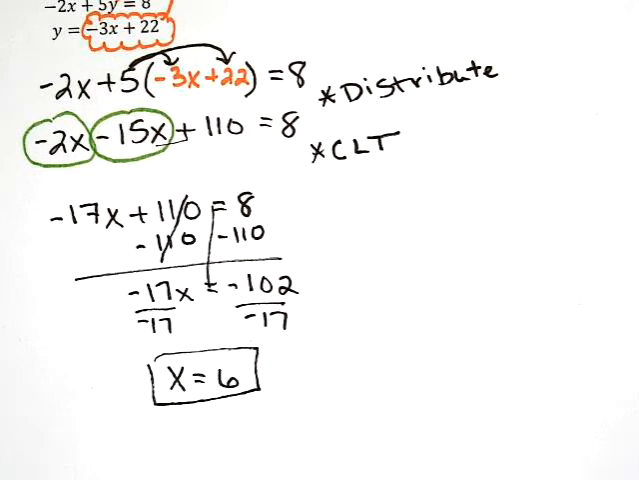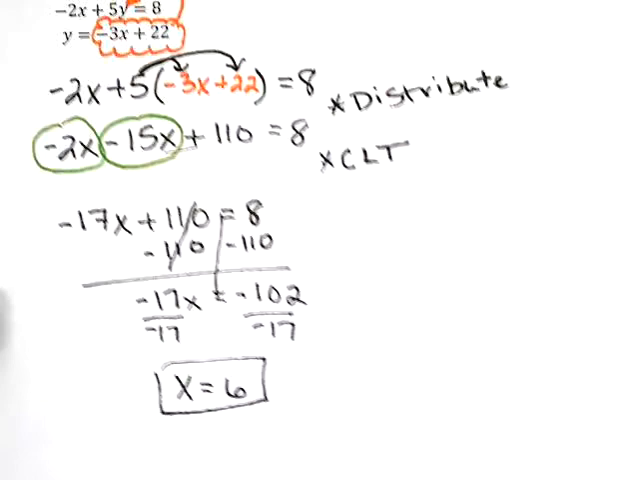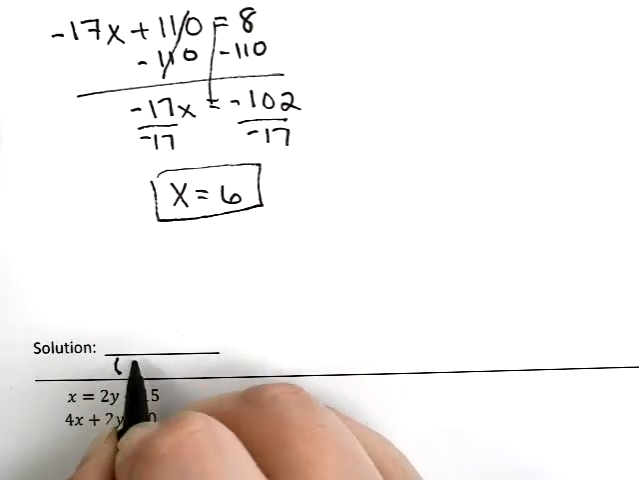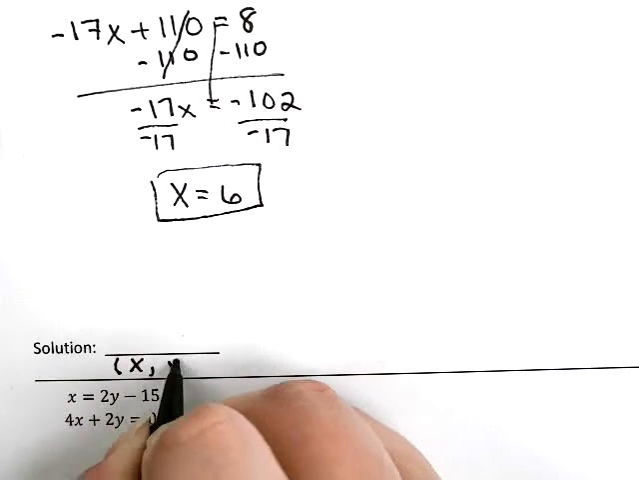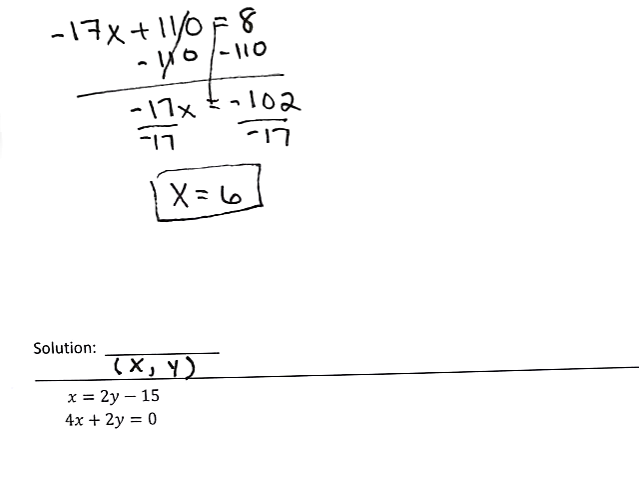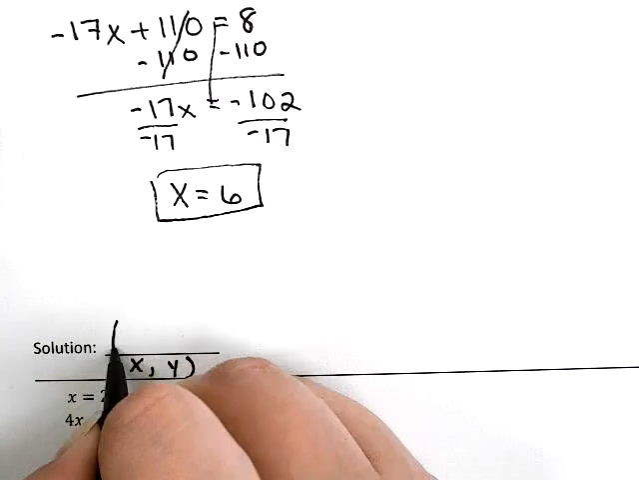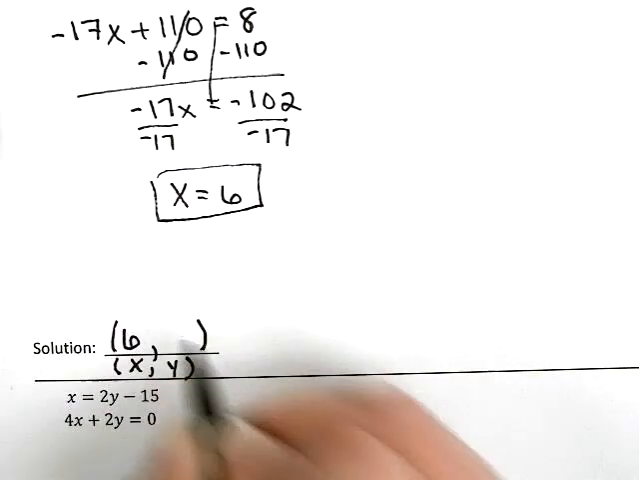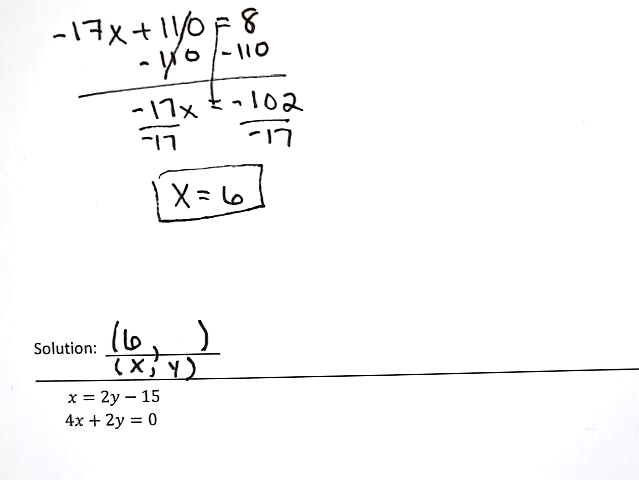Well, now we're not done though, right? Remember, a solution to a linear system is always a coordinate point. It's always an ordered pair. So I'm actually going to go down to this space here where I'm supposed to write my solution, and I'm going to remind myself it's always x comma y. Well, I just found the x coordinate. So I'm going to put my parentheses and my comma, and I'm going to put the 6 in the spot for the x, because I know that that's where it's got to go.